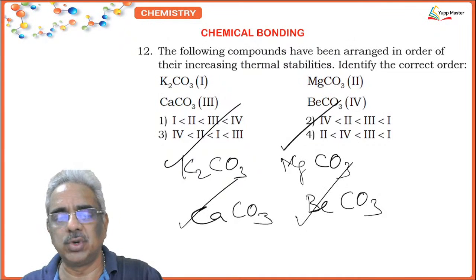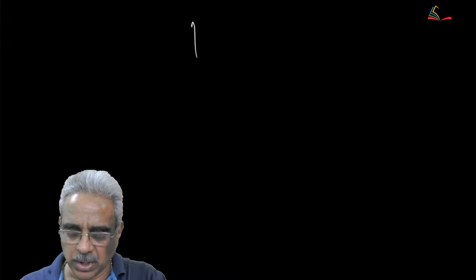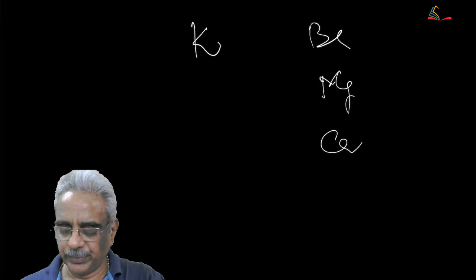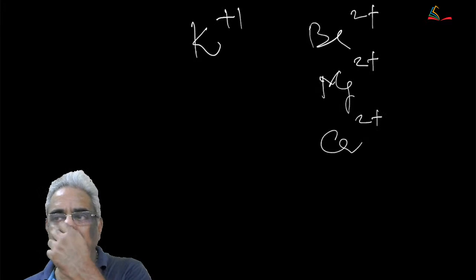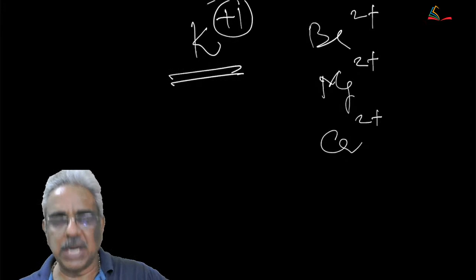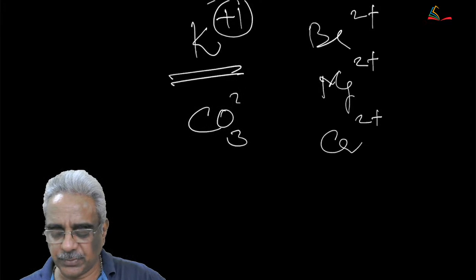He took one first group cation and three second group cations. Let us put them in that. Potassium from the first group, and from the second group beryllium, magnesium, calcium he gave. Beryllium 2+, magnesium 2+, calcium 2+, fixed oxidation states. And we know pretty well, first group cations are very large in size, charge is less, so they don't polarize carbonate. So carbonate is safe.